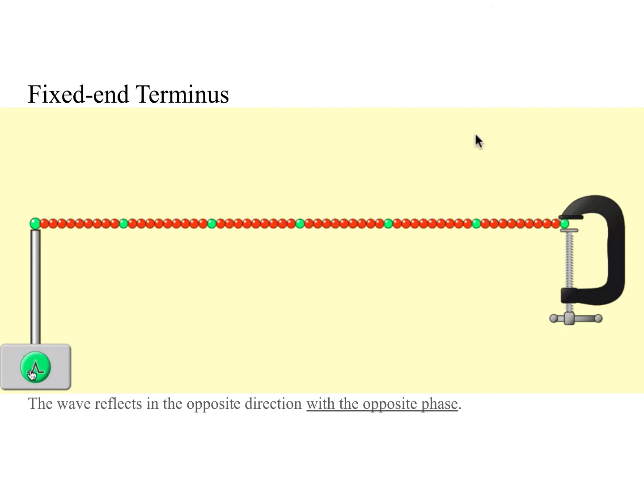In contrast, here we have a fixed end terminus. Now, the ends of the device, there's still no medium past it, so the wave can't go any further. But this point cannot move. Does that have an effect on the wave?